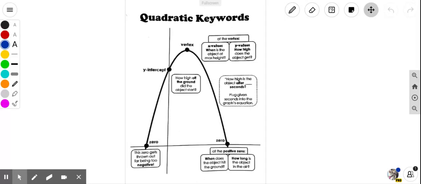Hey everyone. So what we're going to do today is applications of quadratic functions. So we've done applications before. We did some applications in vertex form. We did some in standard form. We also actually did some in factored form.